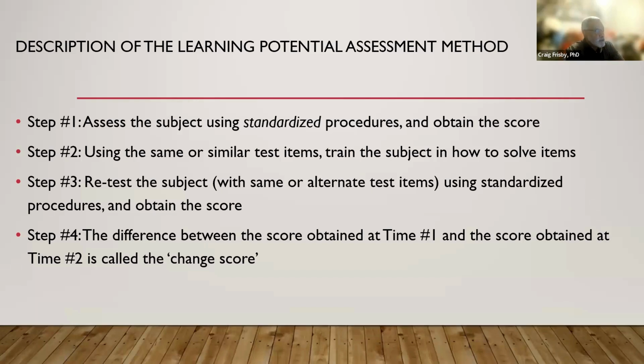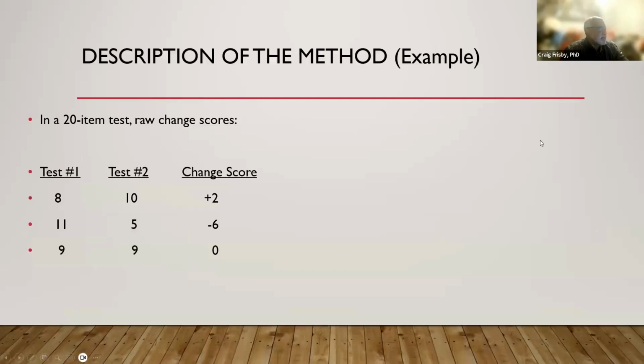So if the student's score improved, then you would surmise that that improvement illustrates that the student has learning potential that was missed when you gave the test in step one. So that score that you get in step four is called the change score. And that change score would basically illustrate the student's learning potential. So here's an example of that.